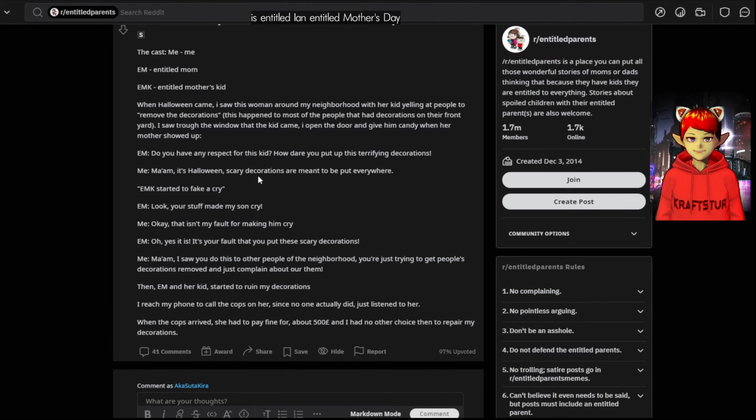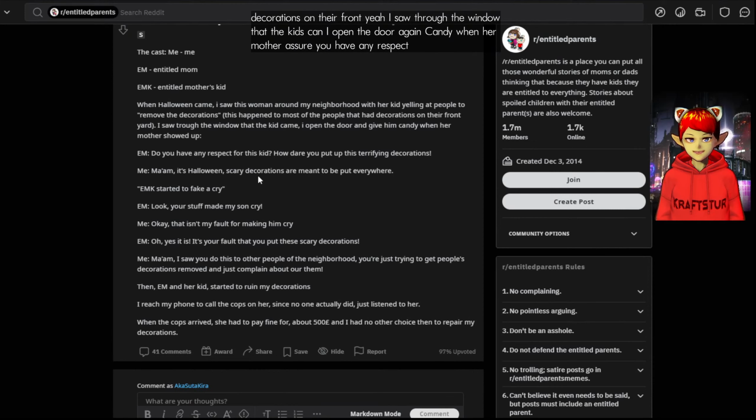When Halloween came, I saw this woman around my neighborhood with a kid yelling at people to remove the decorations. This happened to most of the people that had decorations on their front yard. I saw through the window that the kid came. I opened the door and gave him candy when her mother showed up. EM: Do you have any respect for this kid? How dare you put up these terrifying decorations?